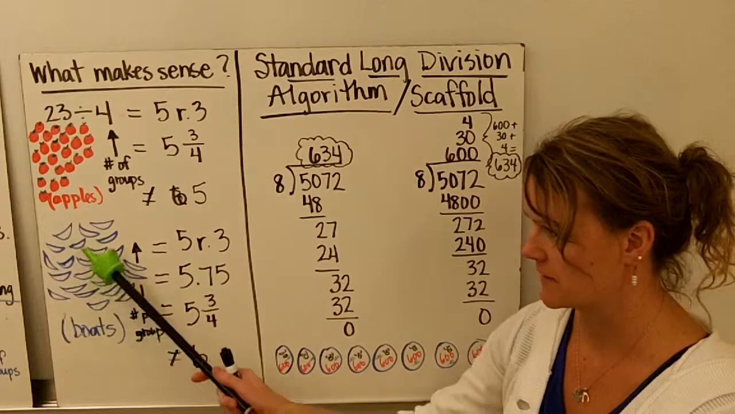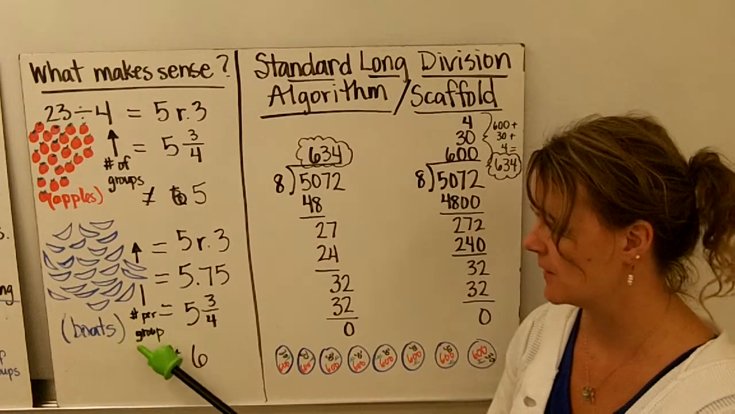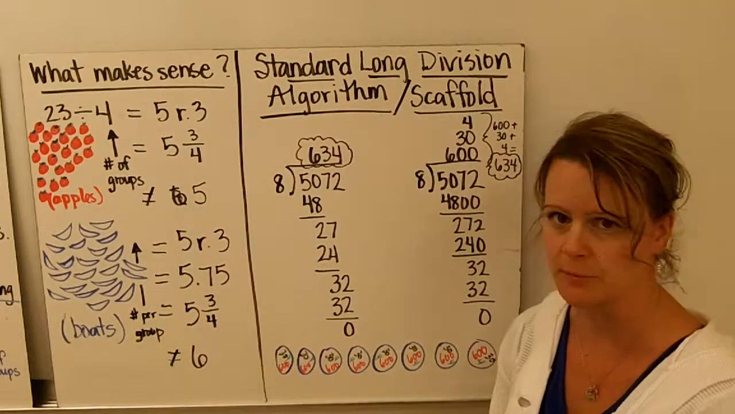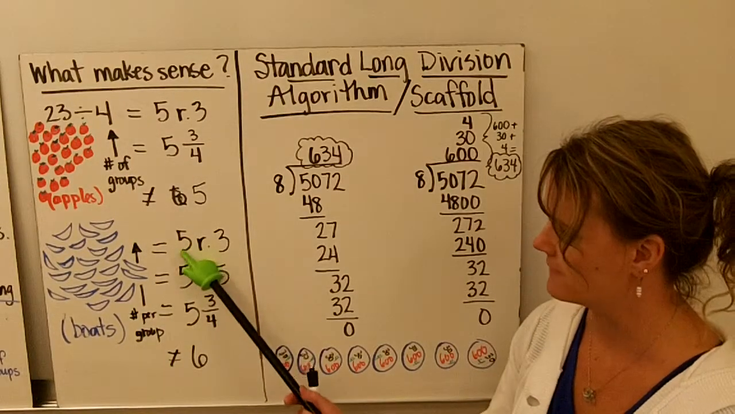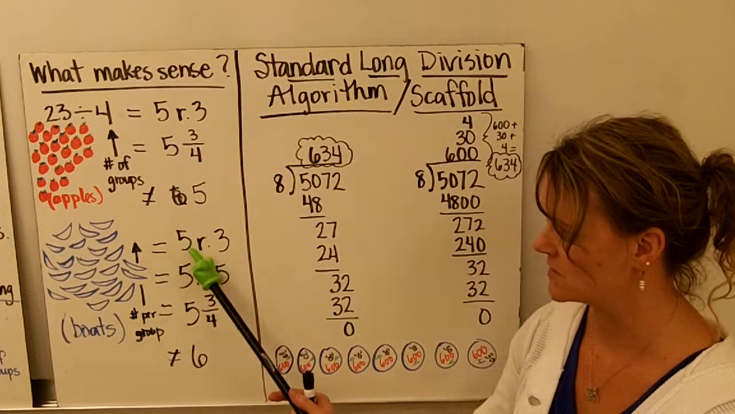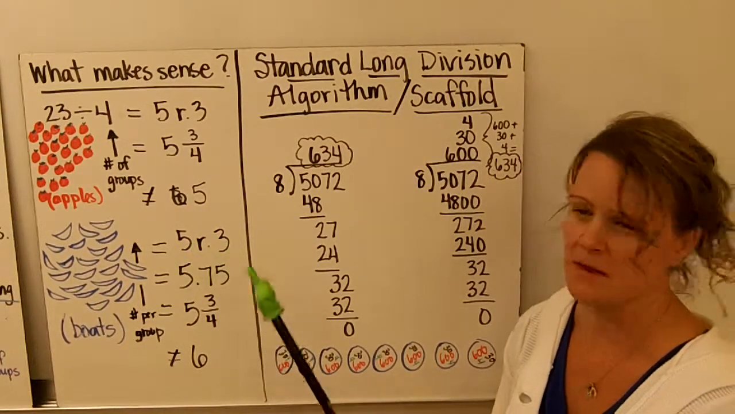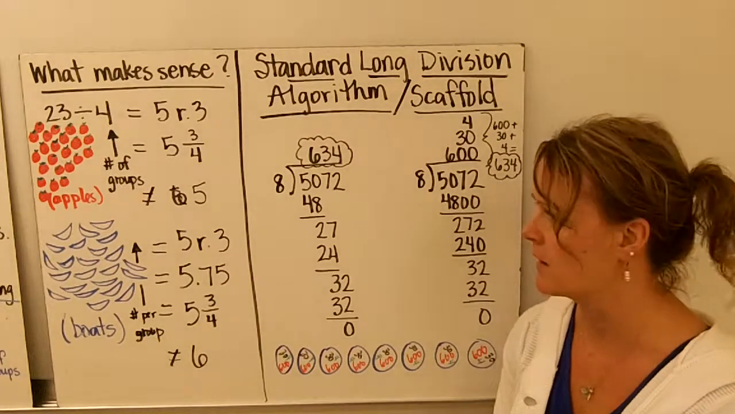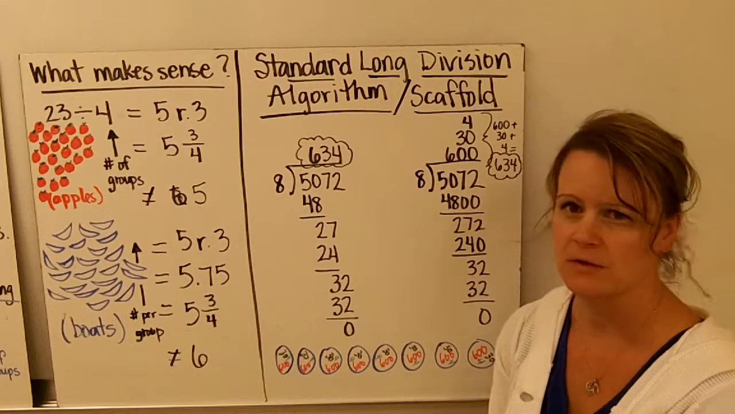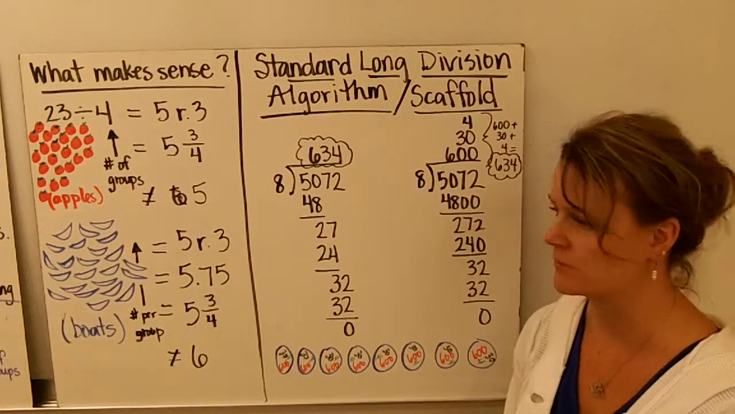In this case, let's think about boats as another example, and number per boat. So instead of the number of groups, we're going to talk about the number per boat. So we have 5 remainder 3, which would mean 5 people per boat, and then remainder 3. So that means that there are 3 from those 23 students that don't have a boat, 5 in each boat with a remainder of 3.